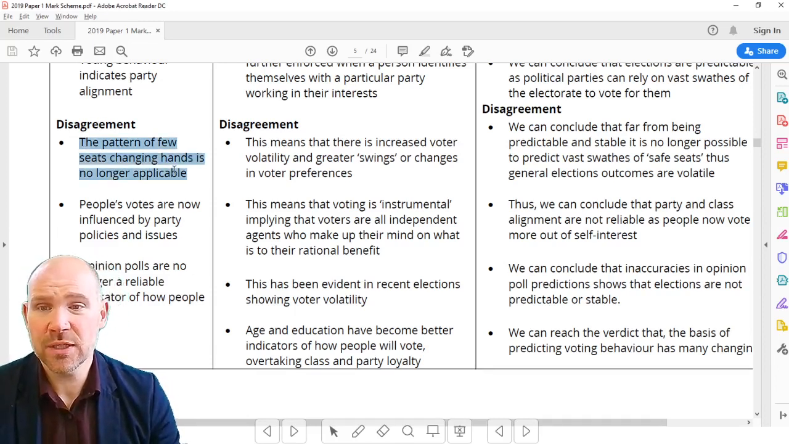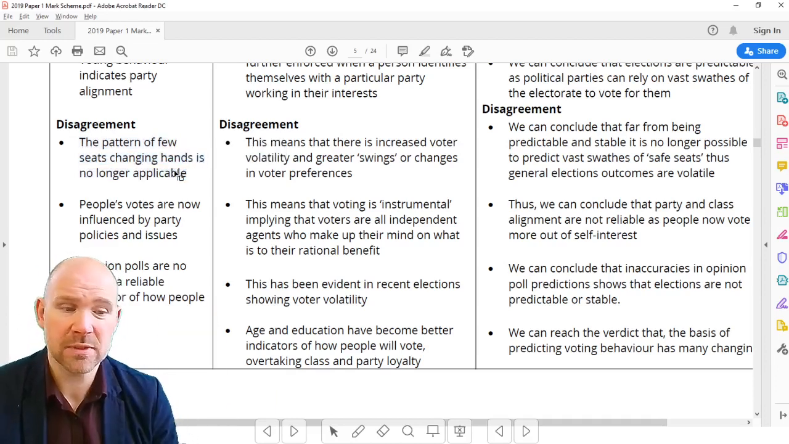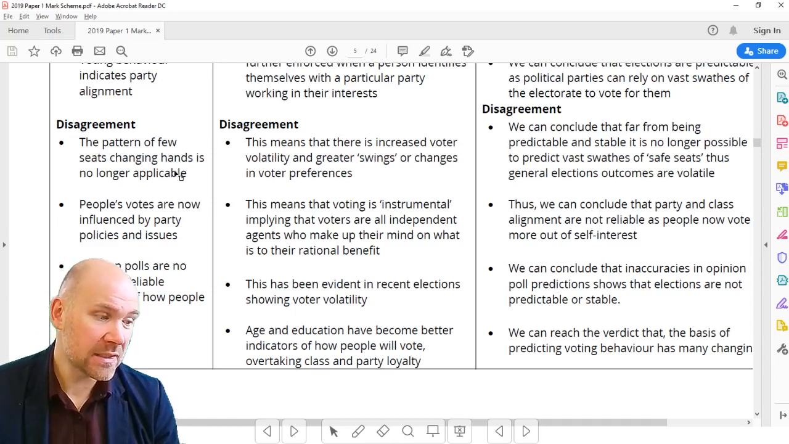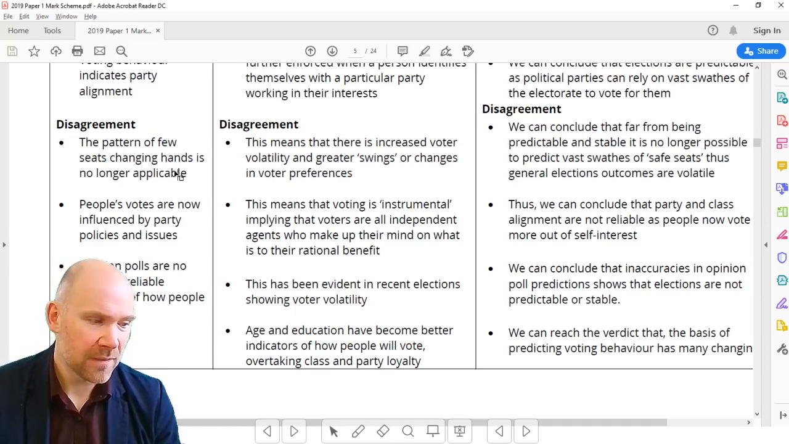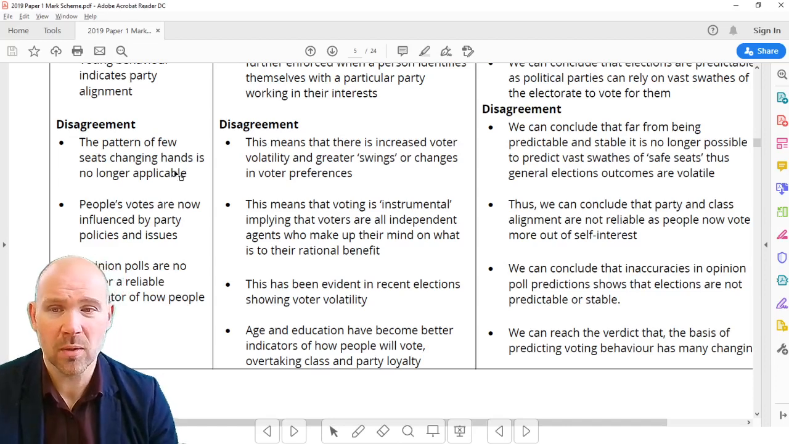Disagreement. The pattern of just a few seats changing hands is no longer applicable. Yes, the Red Wall collapsed. Yes, there was a huge Labour landslide in 1997. Yes, the SNP massively took over Scotland. There are these big shifts going on in some places. Nick Clegg lost his seat in 2015. The Liberal Democrat leader lost her seat. There are safe seats that do sometimes drop.